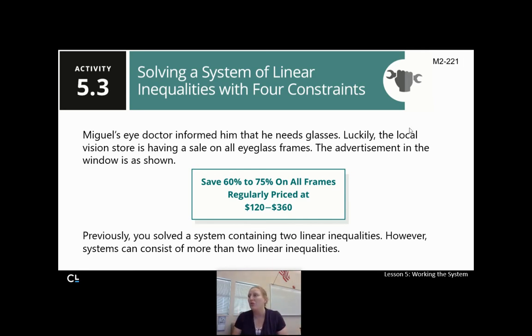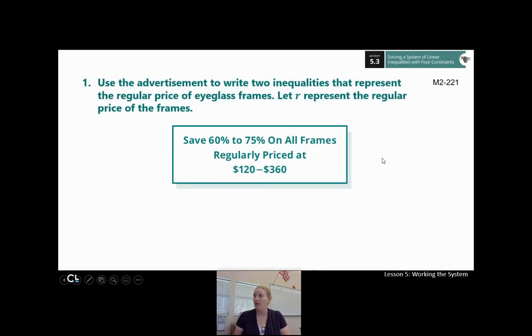You can have more than 2. Don't worry, we're going to walk you through this step by step, hopefully, so you don't freak out. That's the dream. So I would like you to use the advertisement to write 2 inequalities that represent the regular price of eyeglass frames. And you can use an R to represent regular price. So give me 2 inequalities.